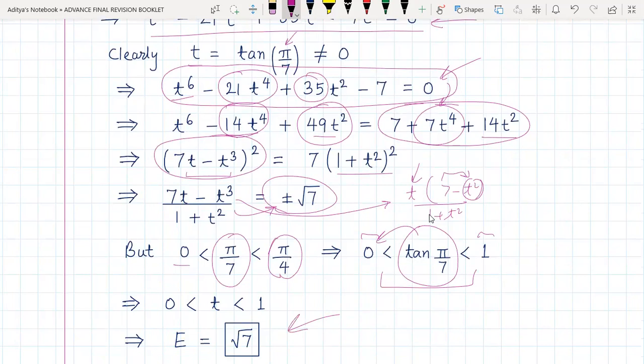So a little easy question, not lengthy, but a little tricky. So I hope you were able to understand and follow through the explanation.